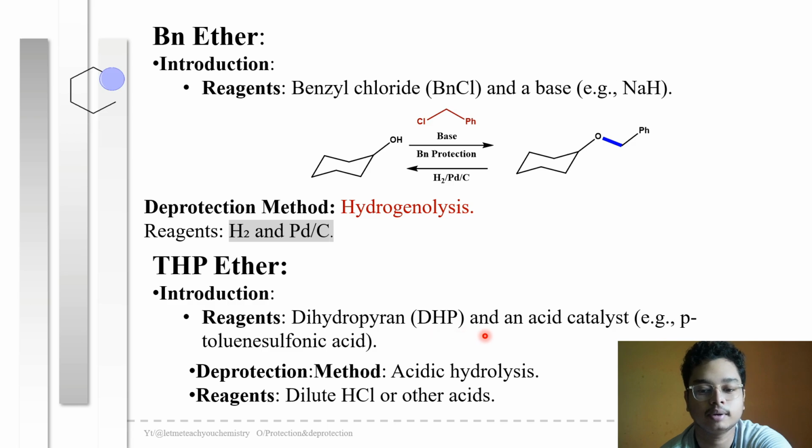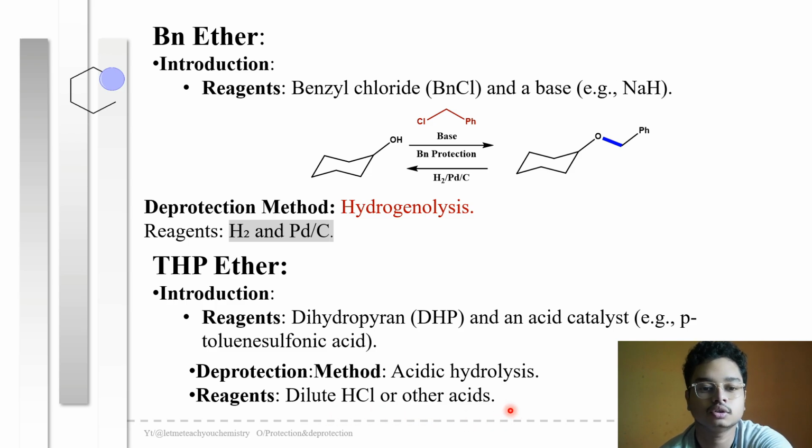THP is a dihydropyran, and an acid catalyst is used. The acid catalyst is mainly a source of hydrogen, so para-toluenesulfonic acid is also used in that particular part. And the deprotection method is acidic hydrolysis, similar to the MOM ether formation, and the reagent is dilute HCl or other acids.